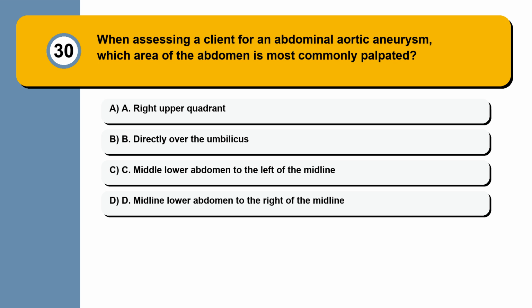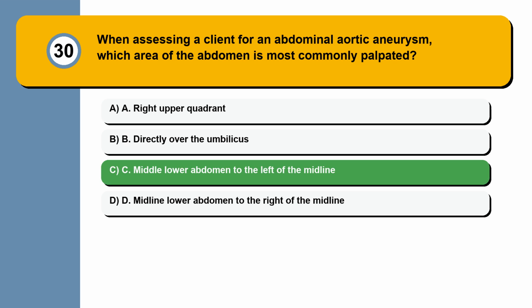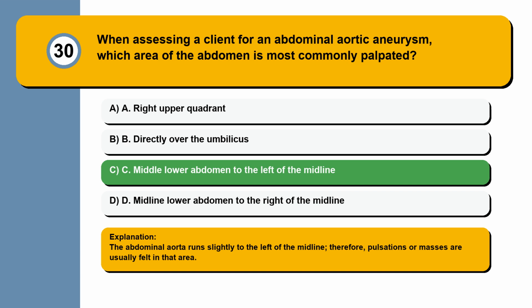Question 30. When assessing a client for an abdominal aortic aneurysm, which area of the abdomen is most commonly palpated? A. Right upper quadrant. B. Directly over the umbilicus. C. Middle lower abdomen to the left of the midline. D. Midline lower abdomen to the right of the midline. The abdominal aorta runs slightly to the left of the midline, therefore pulsations or masses are usually felt in that area.